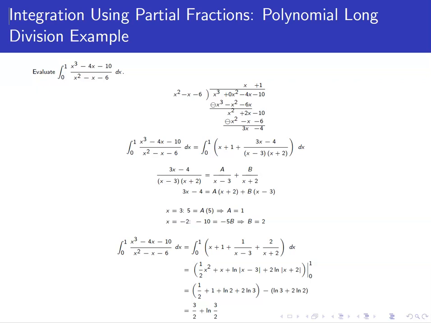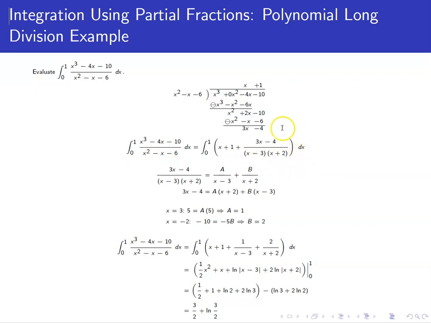In order to apply our partial fractions decomposition, we first need to find a proper rational function to split up. All right, so we'll divide numerator by denominator. Here, going through the polynomial long division, you should get x plus 1 for the quotient and 3x minus 4 for the remainder. So that means we can rewrite the integrand as x plus 1 plus 3x minus 4 over x minus 3 times x plus 2. This is the denominator factored.